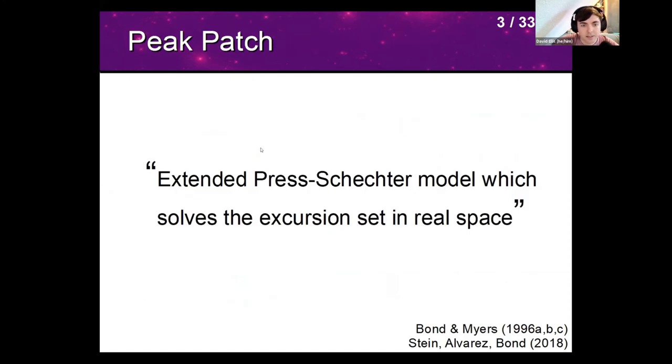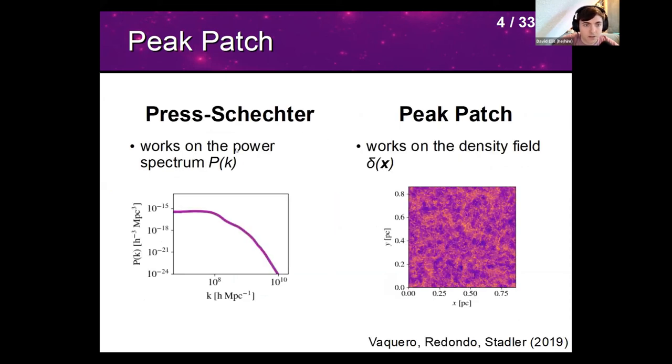Okay, so we want to simulate the formation of these using something called peak patch. Peak patch is the technical name for the extended Press-Schechter model, which solves the excursion set in real space, developed by Dick Bond and others. So what does that really mean? Some of you may be familiar with Press-Schechter, which works on the power spectrum. Peak patch, as I said, works on the real space density field. And this is our initial condition data produced by Javier Redondo and others, again by solving the full evolution of the axion strings, et cetera.